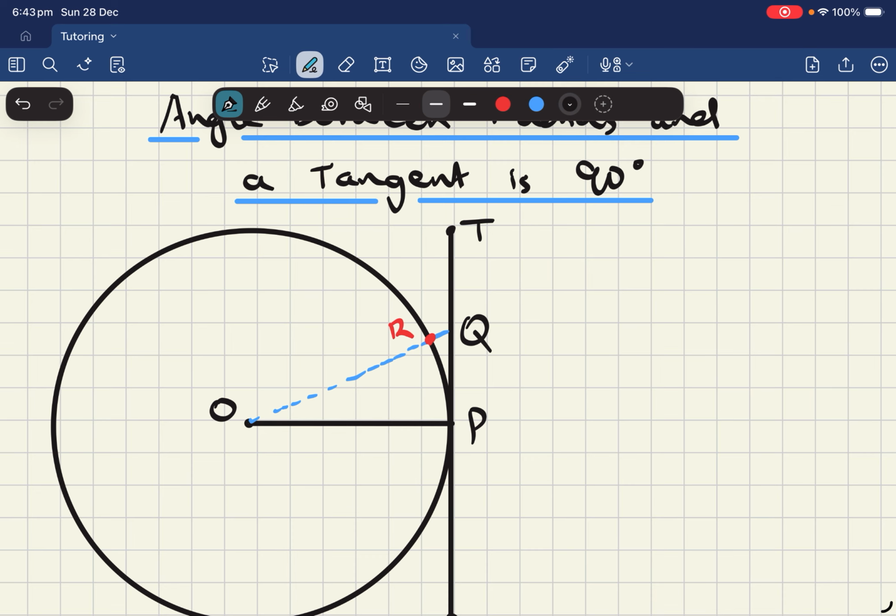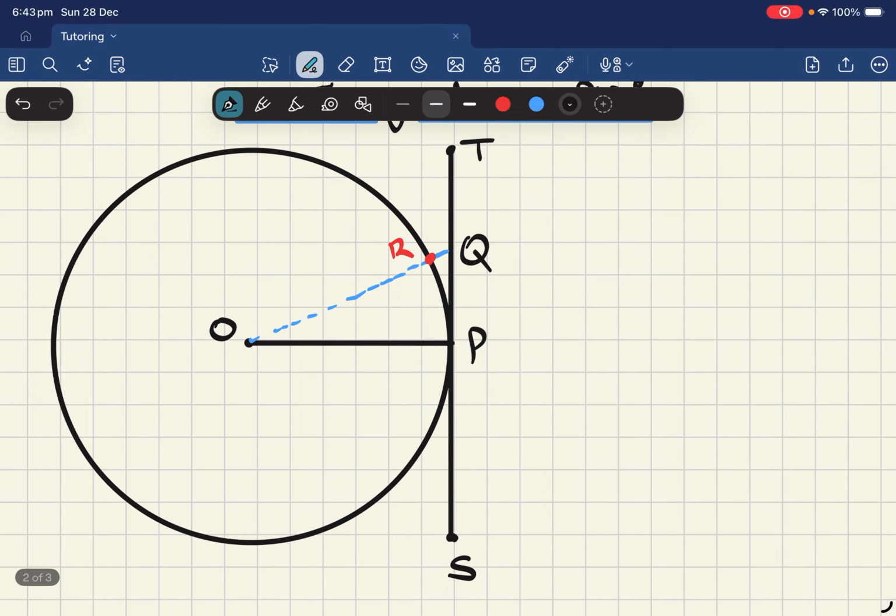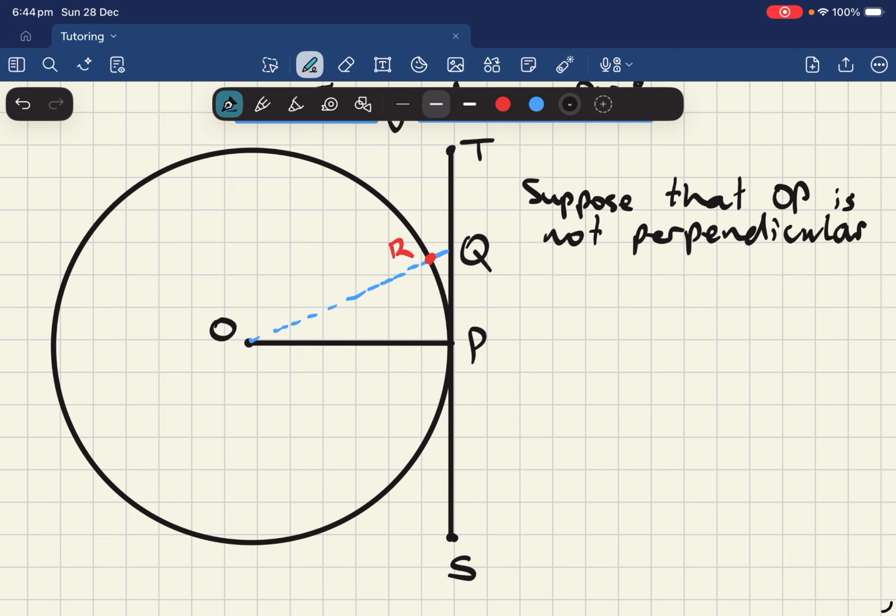Now, we're told that we have a tangent. Our line ST touches the circle at P, and we're trying to prove that these are perpendicular. How contradiction works is we're going to suppose that OP is not perpendicular to ST.